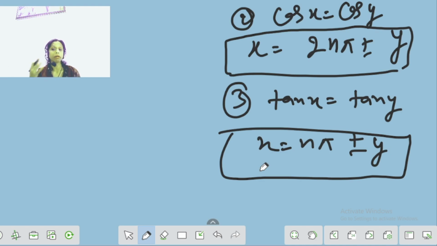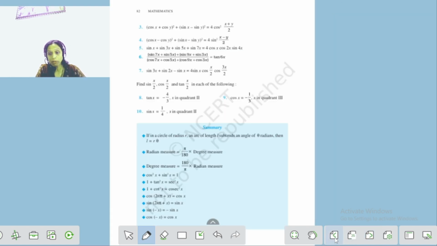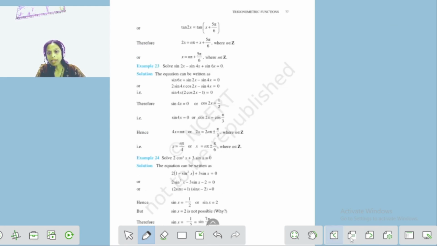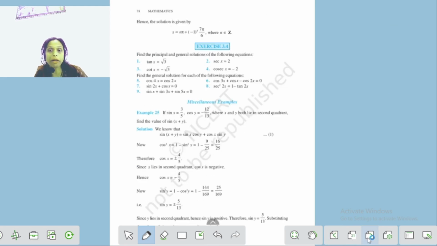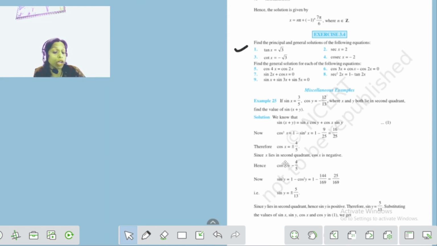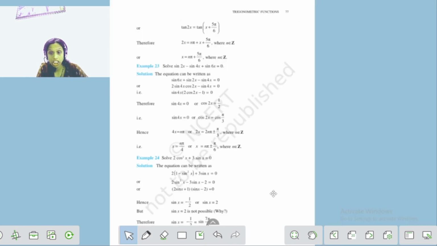Now come to the exercise, because it's very important to deal with exercises; without solving exercises nothing would happen. This is exercise 3.4. The first question written here is tan x is equal to root 3. Then how do you solve it? You have to do it like this.